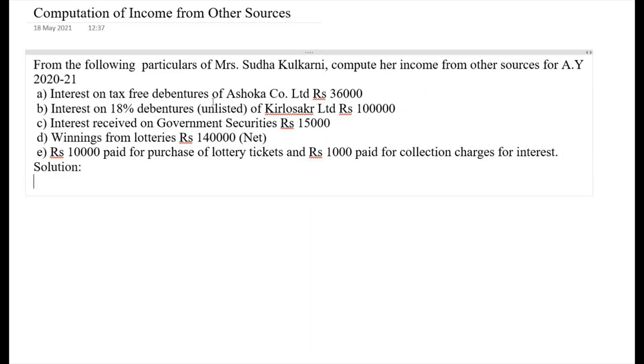Now let's have a discussion over this. Interest on tax-free debentures, as the name tax-free appears in the problem, is to be compulsorily grossed up. Interest on unlisted debentures of Kirloskar Limited is on less tax commercial securities. As the amount of investment is given, there is no need for grossing up. Interest received on government securities is chargeable to tax. Winnings from lotteries, which is given as net, we need to find the gross income. Rupees 10,000 paid for purchase of lottery tickets is not deductible. Rupees 1,000 paid for collection charges is deductible.